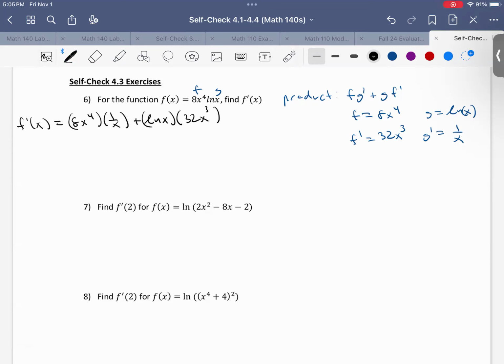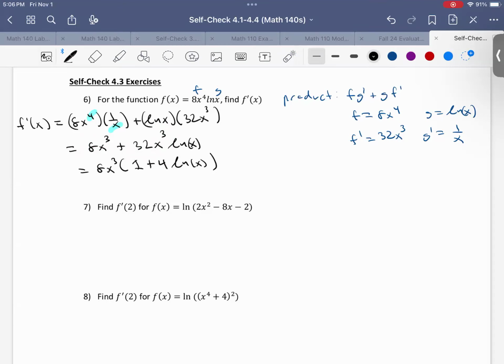Okay, so then simplifying this out, this x cancels out, this fourth becomes a 3. And what I'm left with is 8x cubed plus 32, just rearranging it, x cubed natural log of x. To clean this up, one thing I could do is factor out a common term. They all have x cubed in common, and they both have 8 in common. So we could factor out an 8x cubed and be left with 1 plus 4 natural log of x. And that would be the derivative for this function.